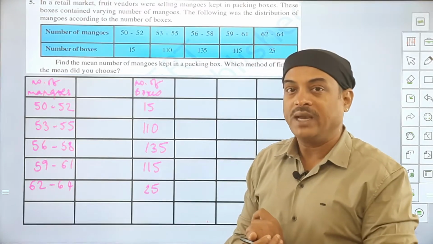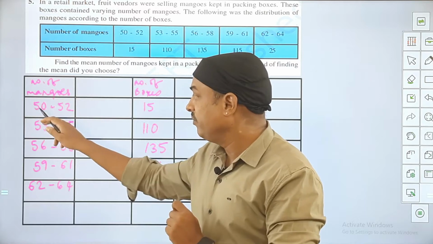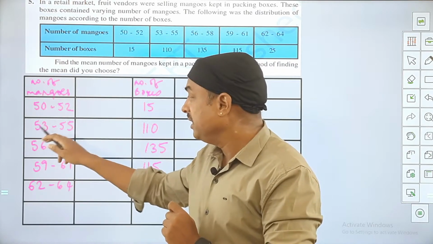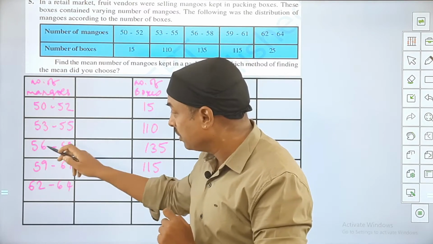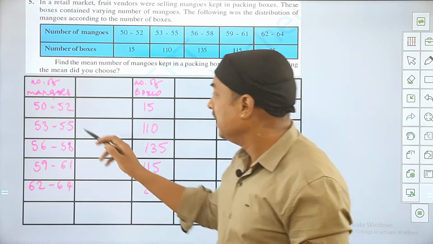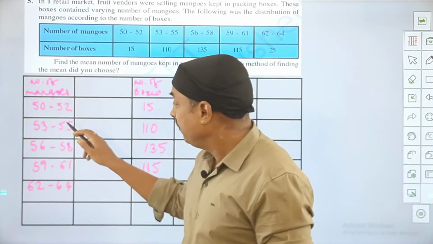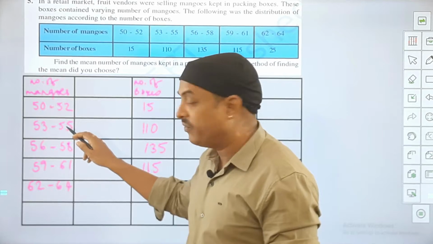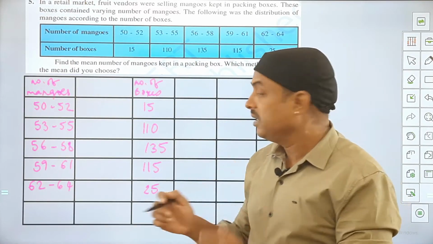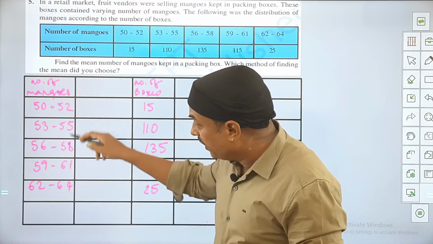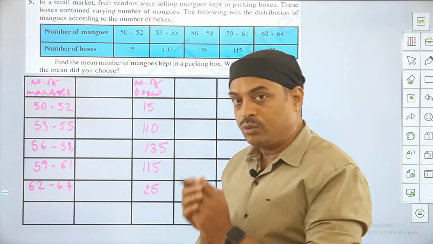But there is one small drawback in this table: the data is not continuous. 50 to 52, 53 to 55, 56 to 58, like that. You can see there is no continuation. In the previous questions, if I ended with 52 here, it would start with 52 again here. If the upper limit is 55, the next class again starts with 55. Every time, the upper limit starts the next class. That's what happens normally.